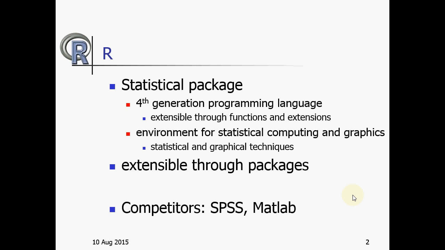It has two big competitors, honestly much better than R, even though they are rather expensive, while R is completely open source. It's SPSS, Statistical Package for Social Sciences, which is an environment for statistical computing and graphics, and MATLAB, which is a fourth generation programming language. So it has two more specialized competitors, even though both can do everything. SPSS is much more suited for statistical analysis, and MATLAB is much more suited for some little programming.